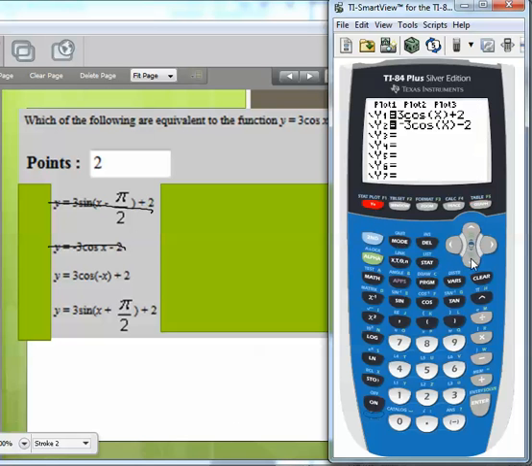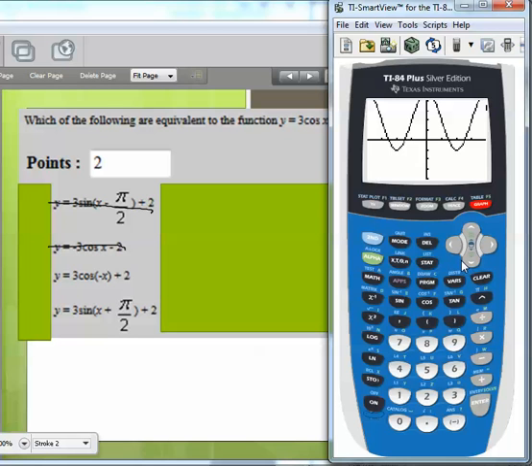So y equals, we'll go down here, we'll clear that one out. We'll say 3 cosine of a negative x, parenthesis, plus 2. And we graph that one. And here's the original graph going on here. And wait a second, I don't see anything happening. You see the little thing up here in the corner that says it's still thinking about it, but no new graph showed up.